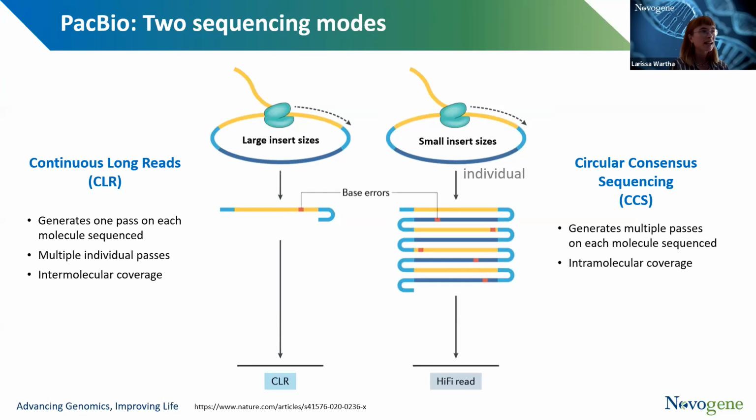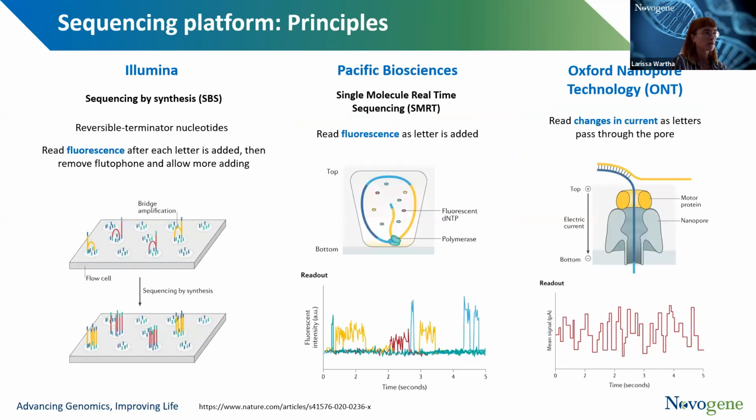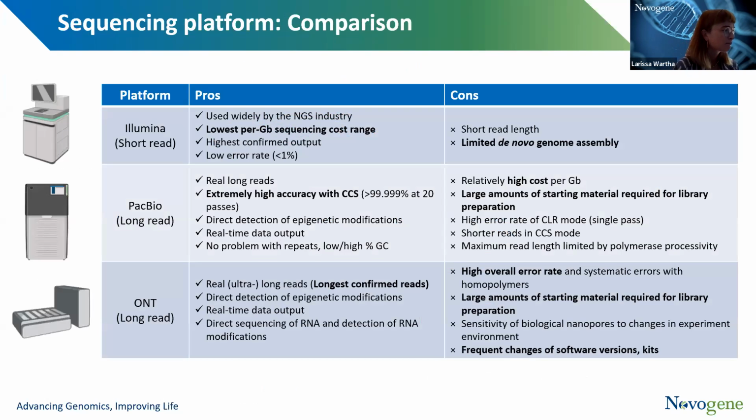And regarding nanopore, it actually has disadvantages, as I can show here: it is also really error prone due to systematic errors with the homopolymers, which you can see here. Also, a disadvantage is that there are quite a lot of changes in the software and kits, so there is not that much material on it yet for the different analyses. So yeah, it wouldn't be used instead of PacBio in my opinion.